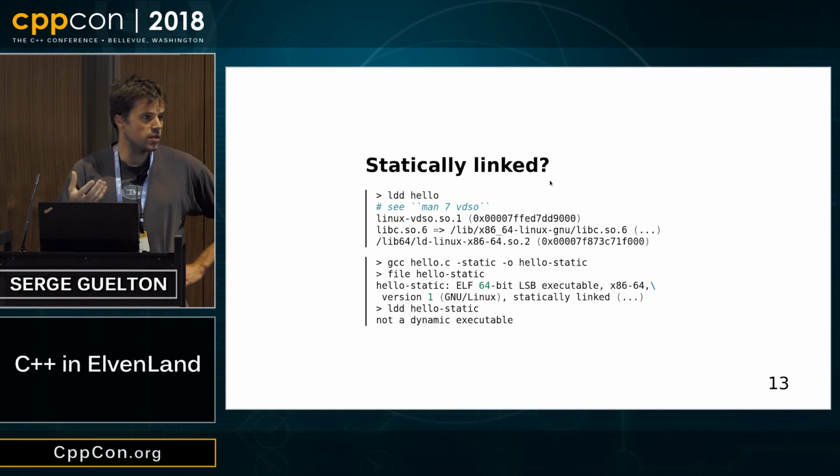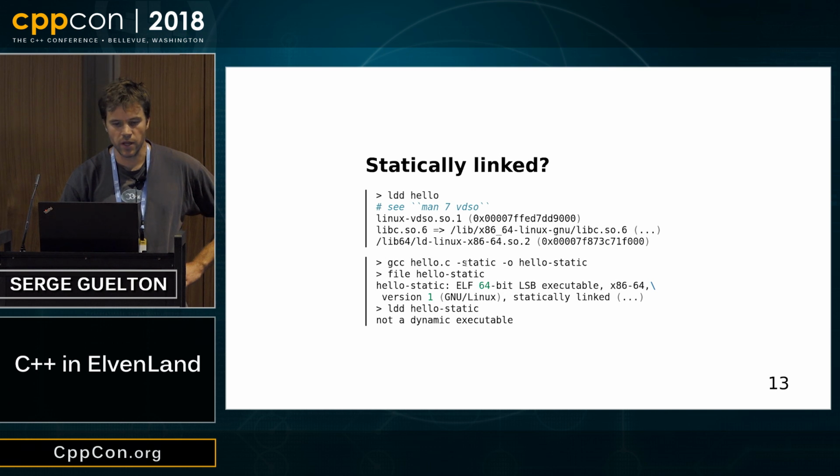We could have generated a static version of this binary. If you have a look at ldd, it tells you that for the file I compiled, I'm using all these libraries. This one is a bit special. It's a wrapper for kernel functions that are exposed in userland. You can have a look at the manual, I won't explain that. We've got the libc and this loader.